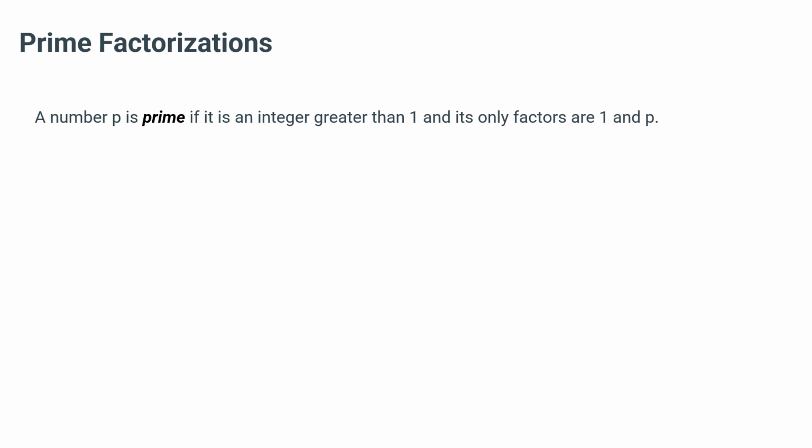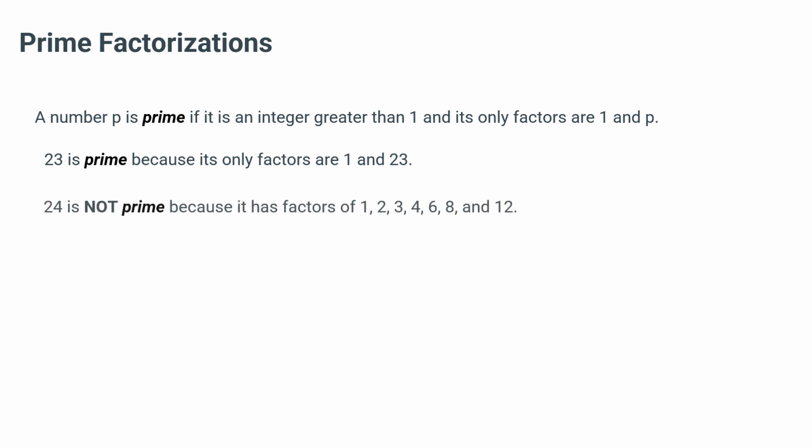Now we're going to talk about prime factorizations. First of all, let's talk about what it means for a number to be prime. I'm sure you've heard this before, so you're probably very familiar with this. A number p is prime if it is an integer greater than 1 and its only factors are 1 and p, right? So, for instance, we would say that 23 is prime because it only has factors of 1 and 23. We can't come up with any other factors of that.